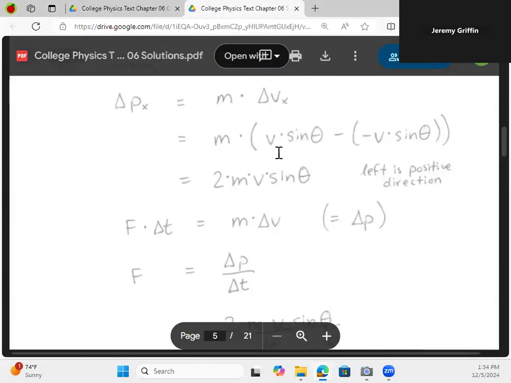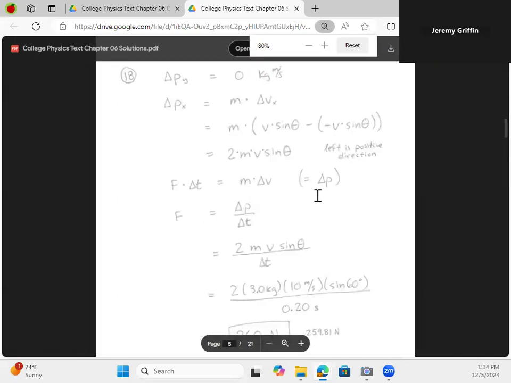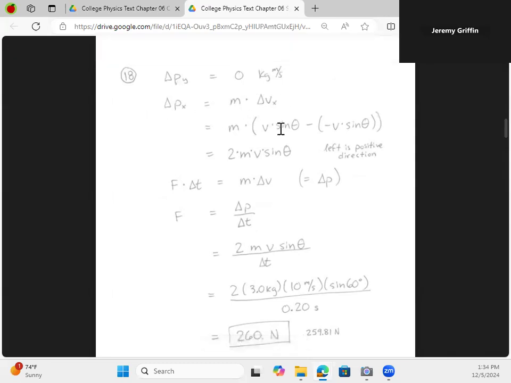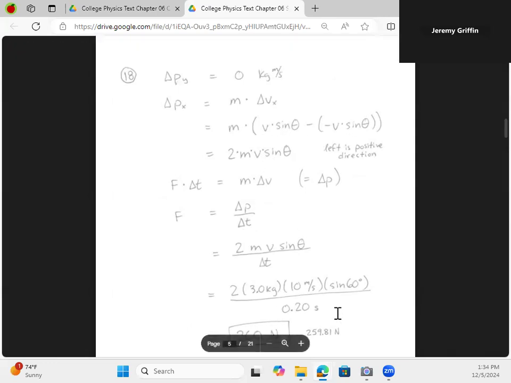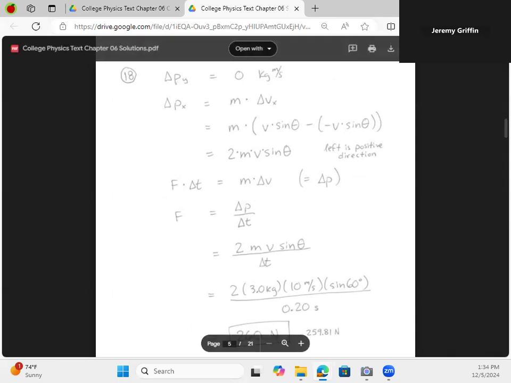All right, so on the solutions, here's the full thing. Solution number 18. Along the y-axis, there's no change at all, so throw that out. Along the x-axis, there's your impulse along the x-axis. Mass times change of velocity, v sine theta minus negative v sine theta, because this v stayed the same, it was an elastic collision, right? Work it out, and you should get that many newtons right there.